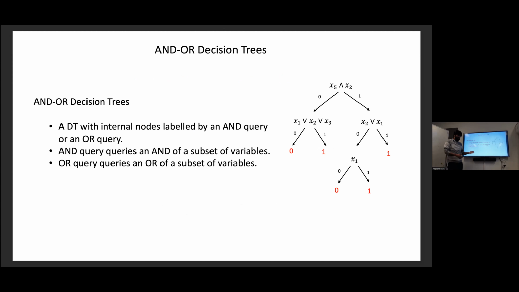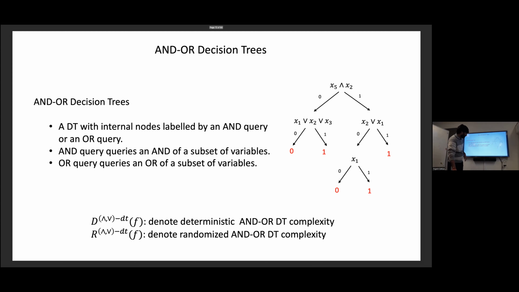So AND seems very handicapped, right? We cannot even do OR. So let's add OR also to the mix. Now we can ask AND queries and OR queries. Okay. And again, we can ask the relationship: what role does randomness play in such a query model?